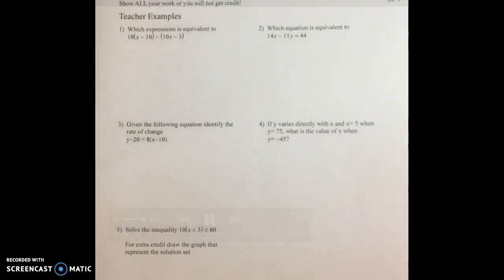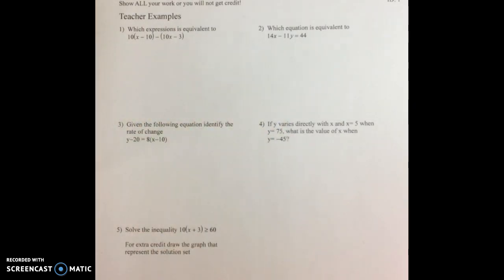Alright guys, so this was your homework. Remember to show all your work to get credit. The first problem is asking which expression is equivalent to this. First thing I want you to know, you have parentheses, so you have to distribute.